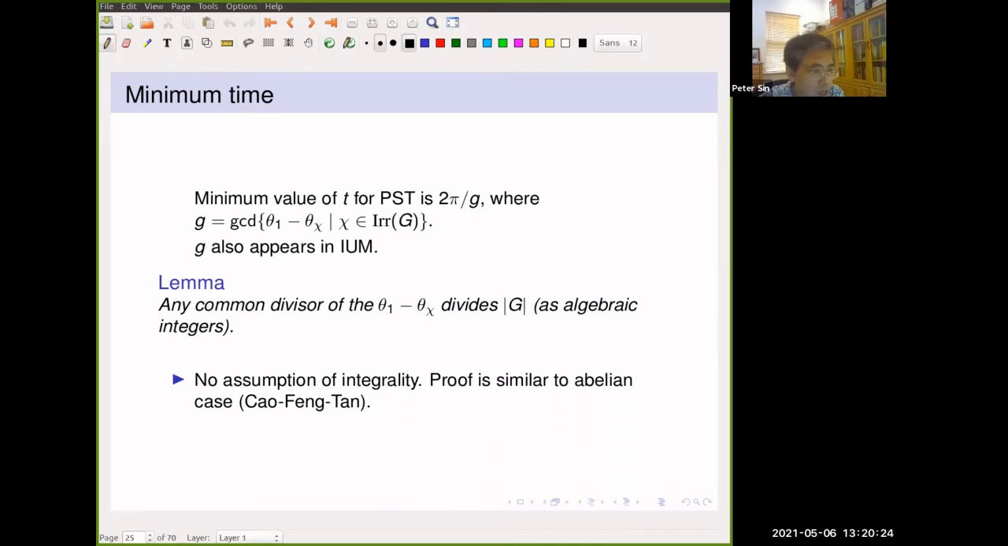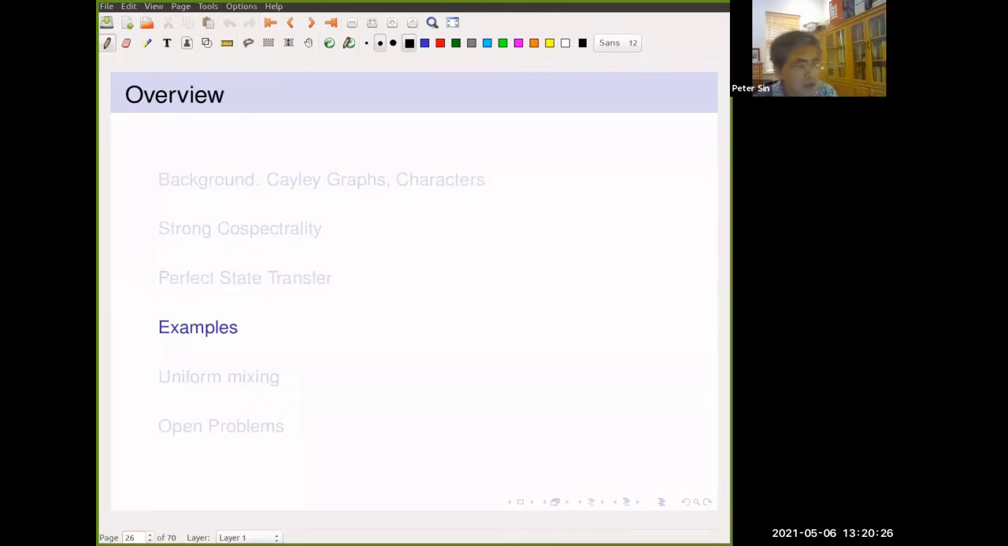Okay, so let's look at some examples now and see if we can apply those character conditions to study perfect state transfer for some groups.